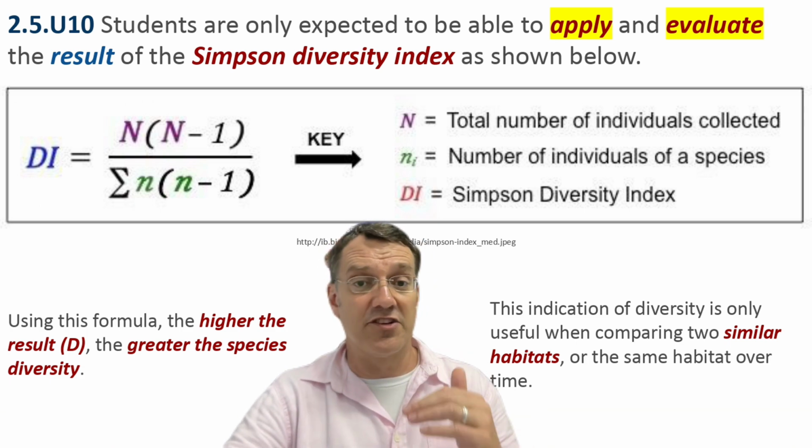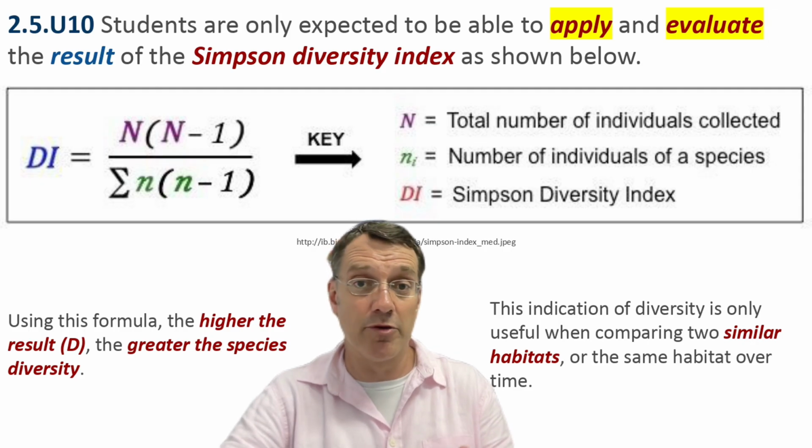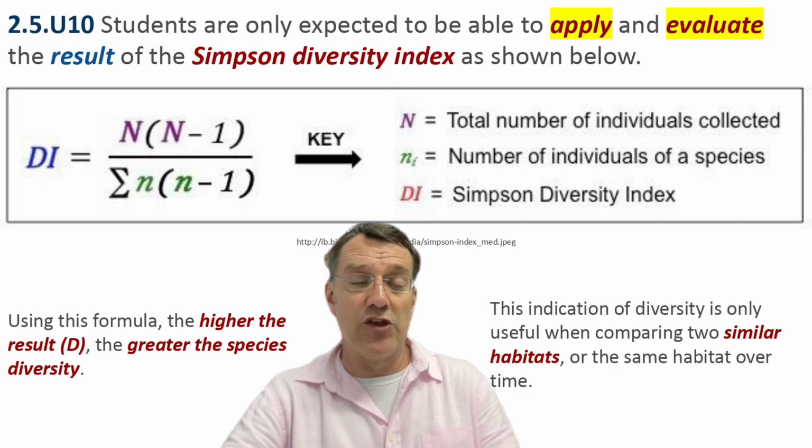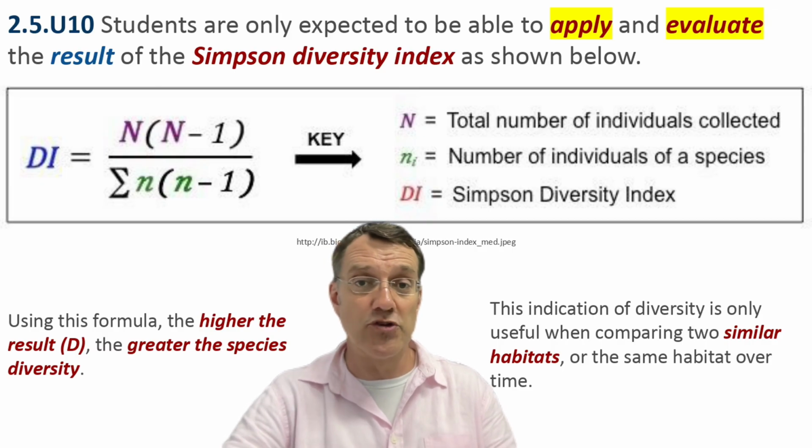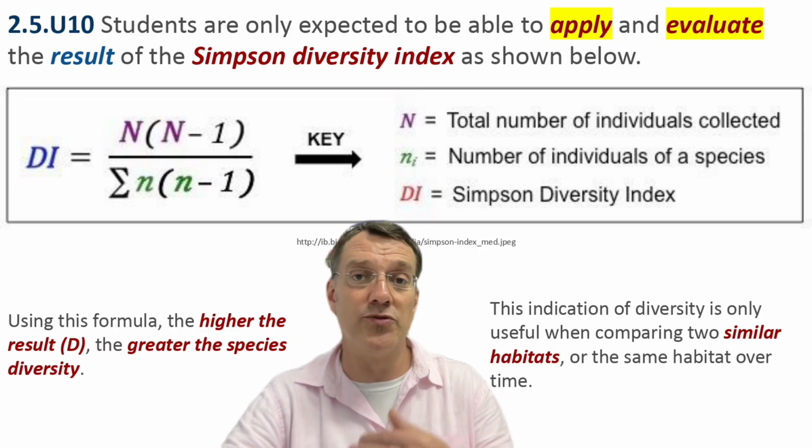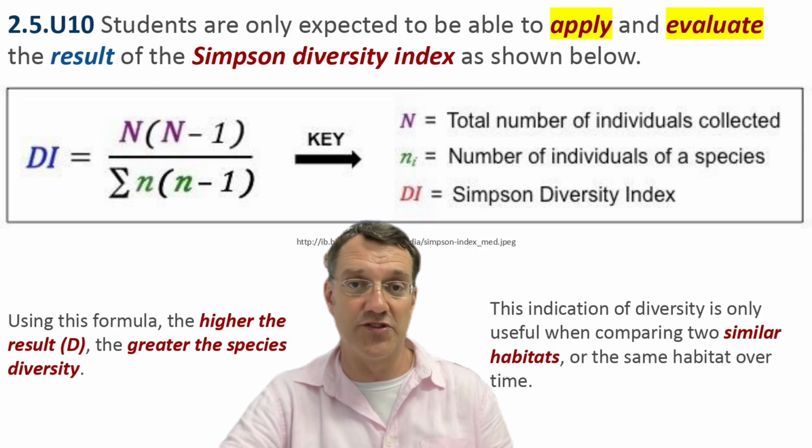But calculators and spreadsheets can make application pretty straightforward, and the numbers you'd be given on your ESS exam will be simple enough that you can do it in just a few minutes. The most important thing is that you know how to use the Simpson Index and when to use it.